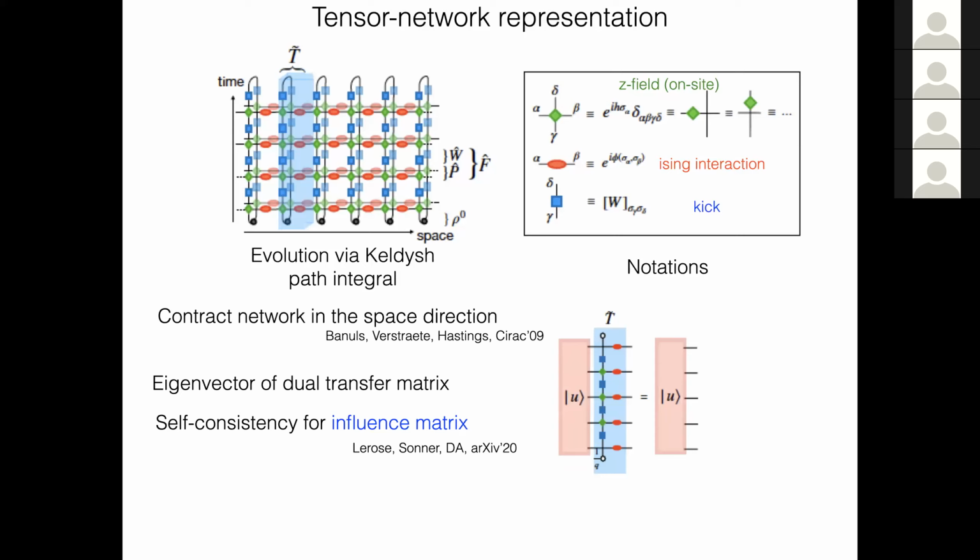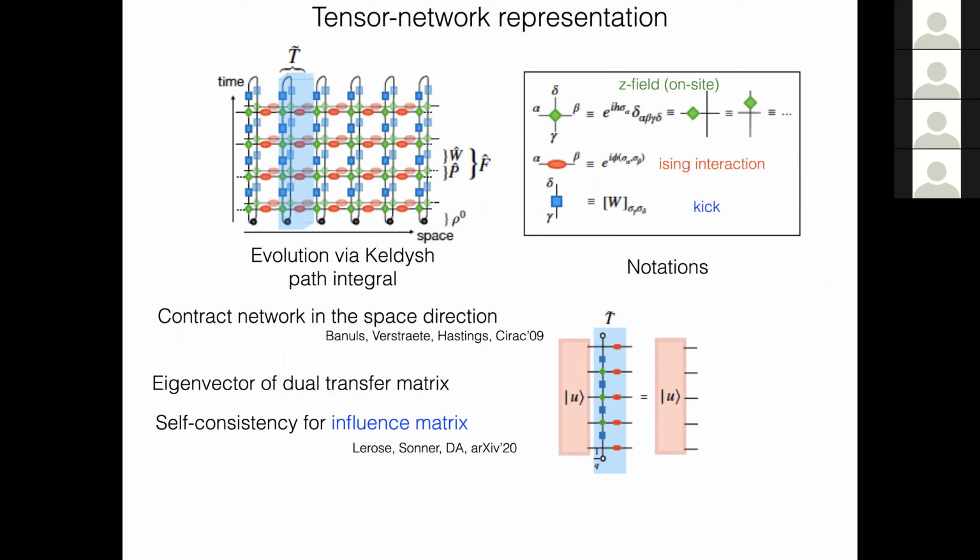What we will do, right? We will contract the network in the space direction, and this idea was explored first in the tensor network community by Marie-Carmen Banuls and collaborators about 10 years ago. This means that integrating out the environment amounts to taking a high power of this dual transfer matrix, which I sketched here.